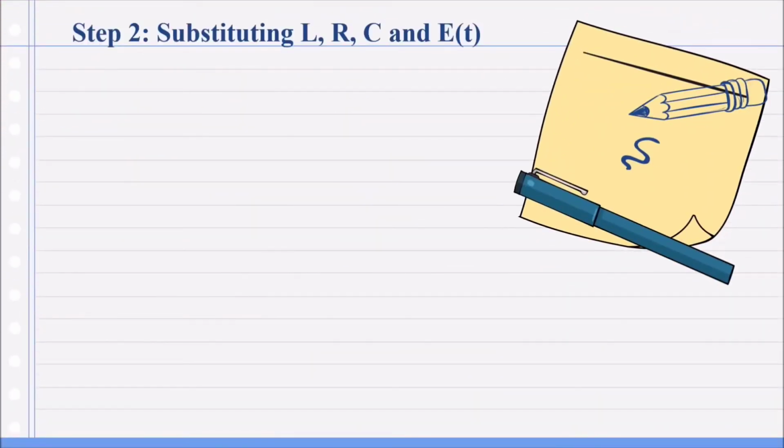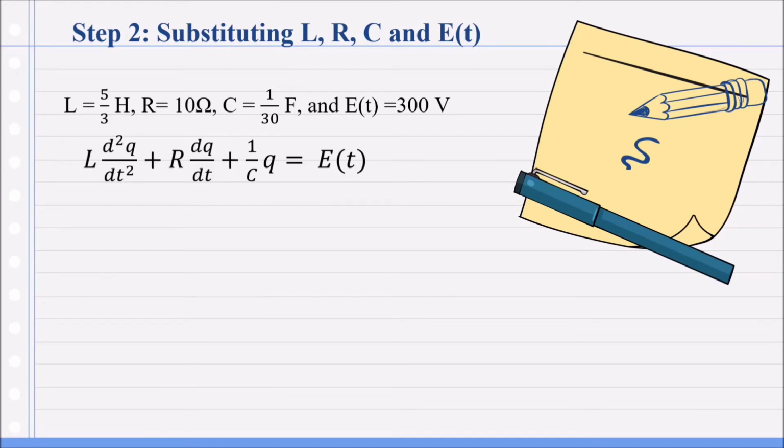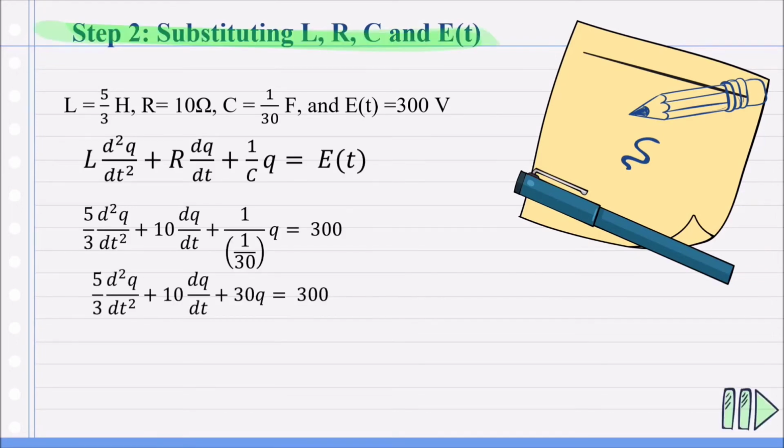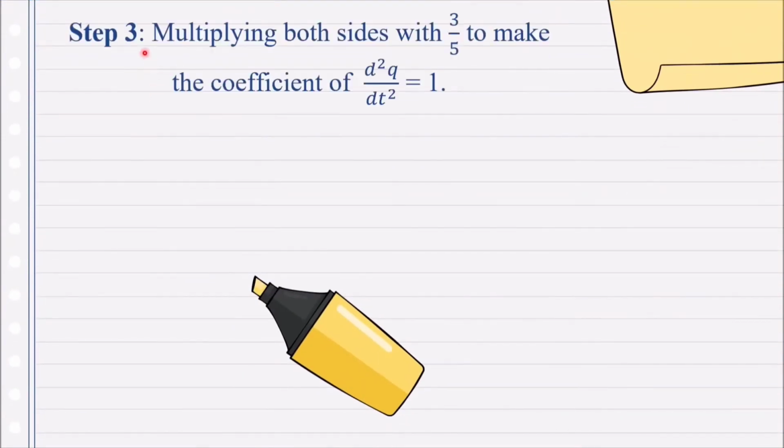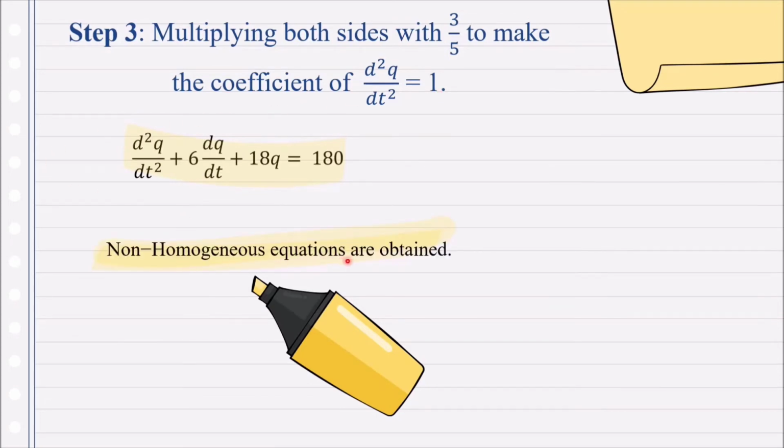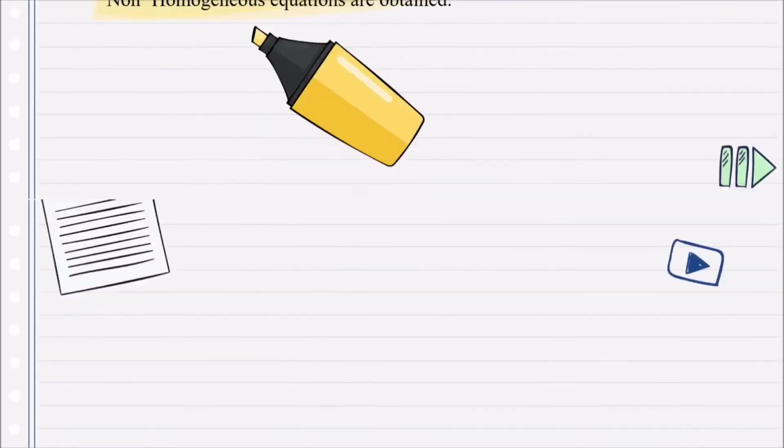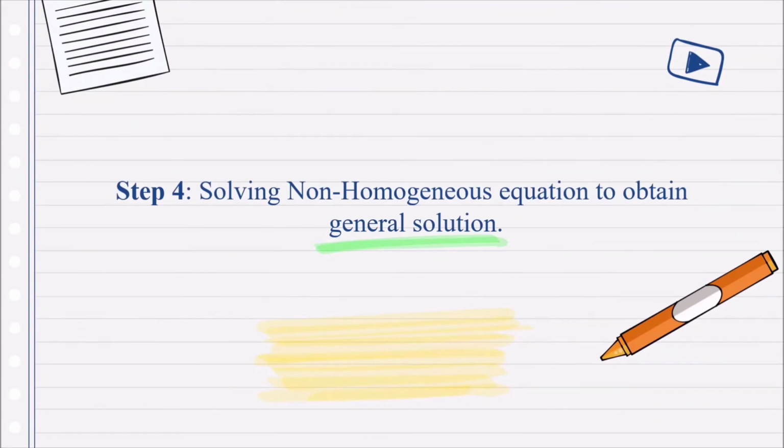Step 2. Substituting L, R, C, and E(t). Step 3. Multiply both sides by 3 over 5 to make the coefficient of the first term equal to 1. Non-homogeneous equations are obtained. Step 4. Solving the non-homogeneous equation to obtain the general solution.